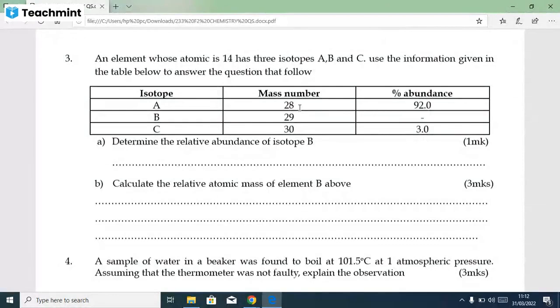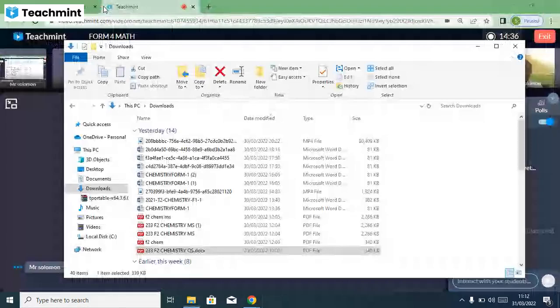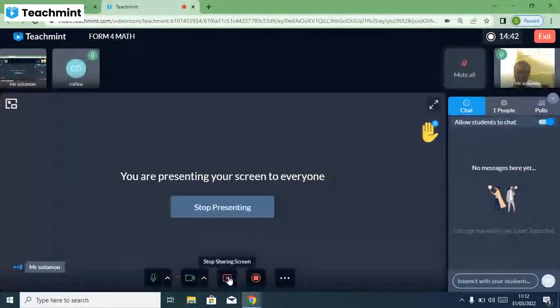Mimi nimepata 27.61. Unapata ngapi? Okay. Yangu inakuja 14.25. Okay. Let us do it together. So here, what you're supposed to do, you take the mass number. So 28. Look at the board. Can you see the whiteboard?